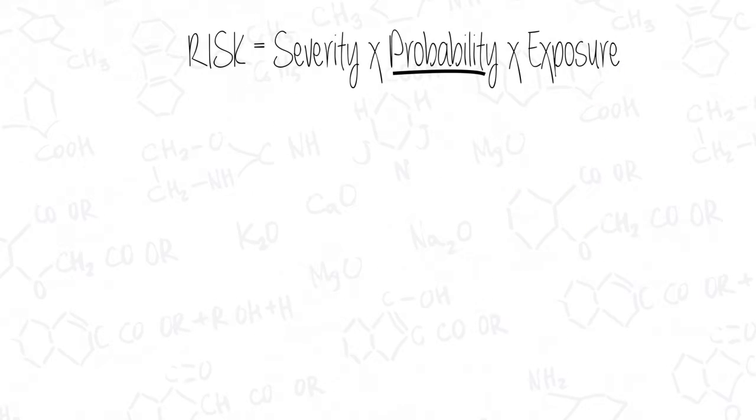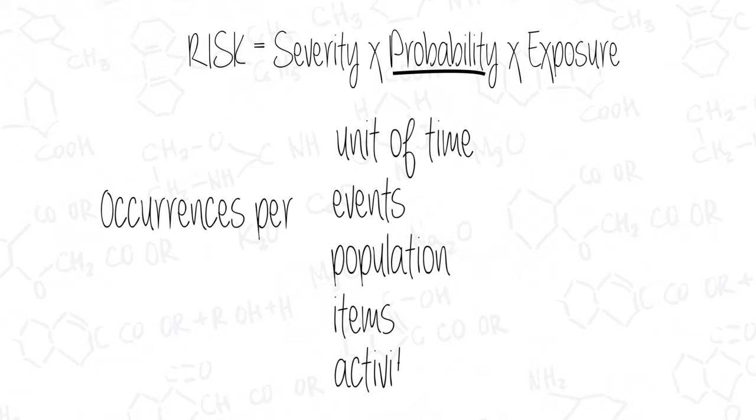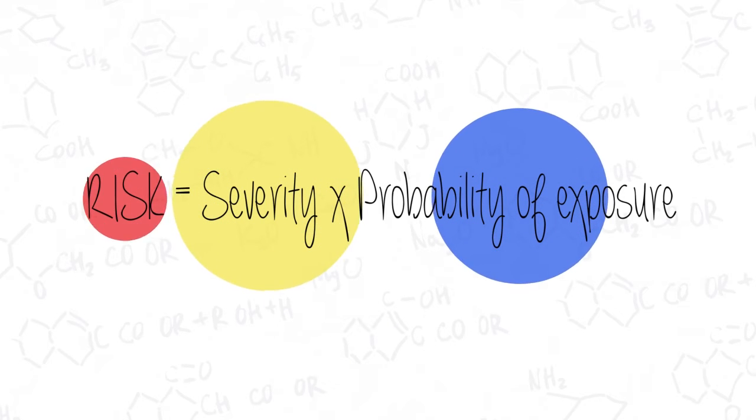Because probability can be defined in terms of occurrences per unit of time, events, population, items, or activity, the equation can be simplified by combining the probability and exposure variables, resulting in the formula risk equals severity times the probability of exposure. The equation clearly shows the connection between severity, probability of exposure, and risk. As the severity of a hazard or the probability of exposure to the hazard increases, so does risk.